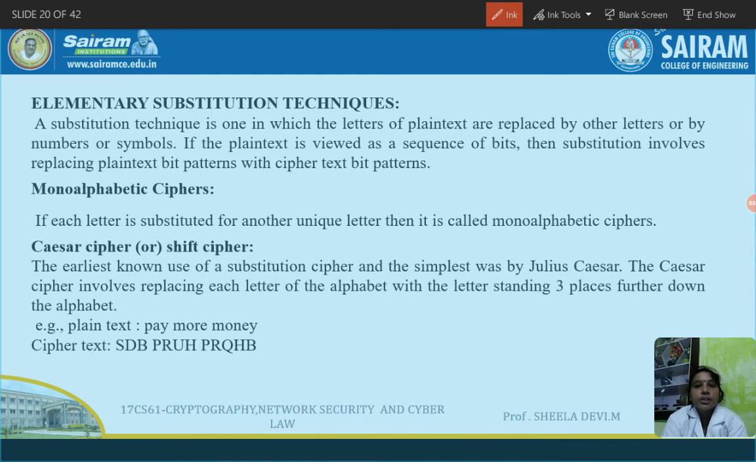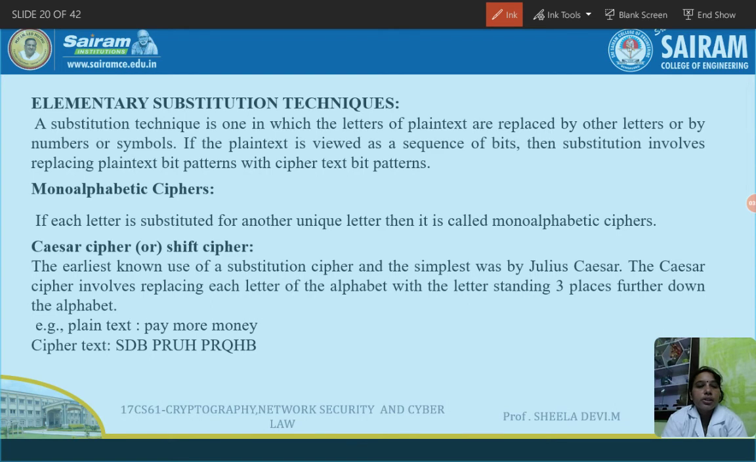See, I'll give the monoalphabetic cipher example. If each letter is substituted for another unique letter, then it is called monoalphabetic cipher, as I said. So, what is Caesar cipher or shift cipher? It is the earliest known use of a substitution cipher in the simplest way, invented by Julius Caesar. That's why this technique is called Caesar cipher.